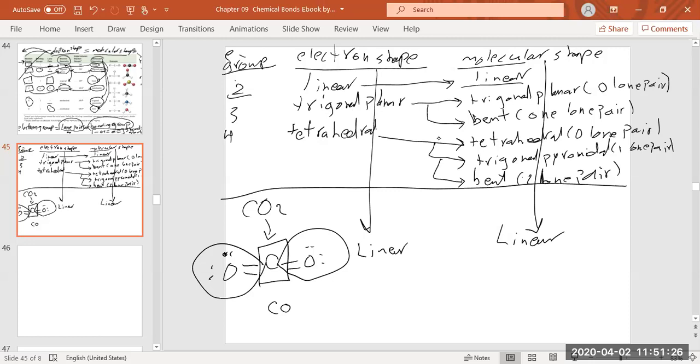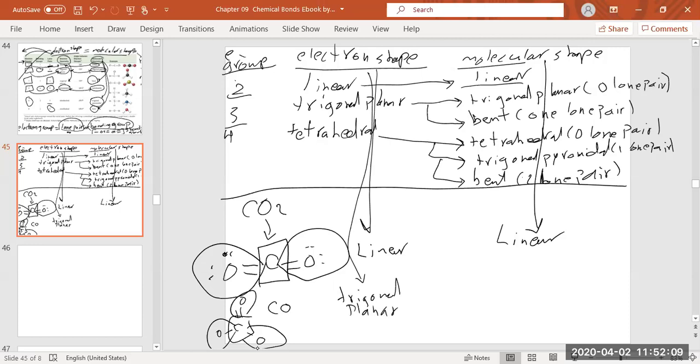Now let's look, for example, at CO3. CO3, it will be like this. C double bond O, O, O. And answer this question for the central atom carbon. We have three groups. 1, 2, 3. It doesn't matter if it's a single or double bond. So here, the electron shape will be what? It will be trigonal planar.